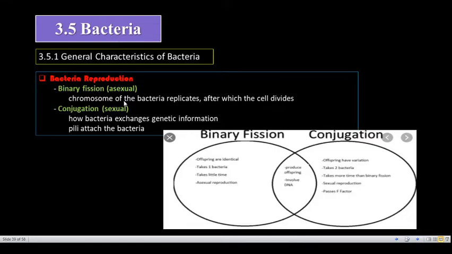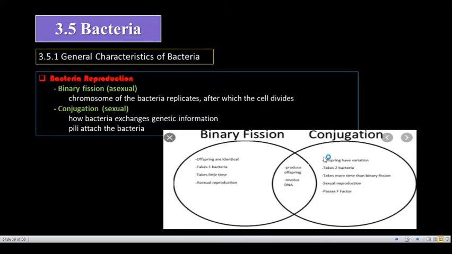Okay, this is where your single cell replicates its genetic material and elongates, and then later on, it divides into two similar daughter cells. On the other hand, your conjugation, diba, alam nyo na rin ito, there is an exchange or transfer of genetic information between two bacterial cells with the use of a bridge-like connection, which is composed of your pili. So they're using the pili for the exchange of DNA or genetic material.